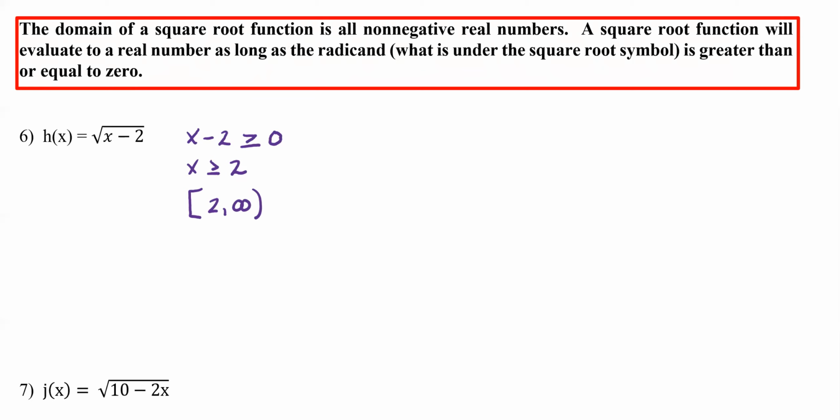You have two functions that have restricted domains. You cannot have 0 in the denominator, and the radicand of a square root must be greater than or equal to 0.